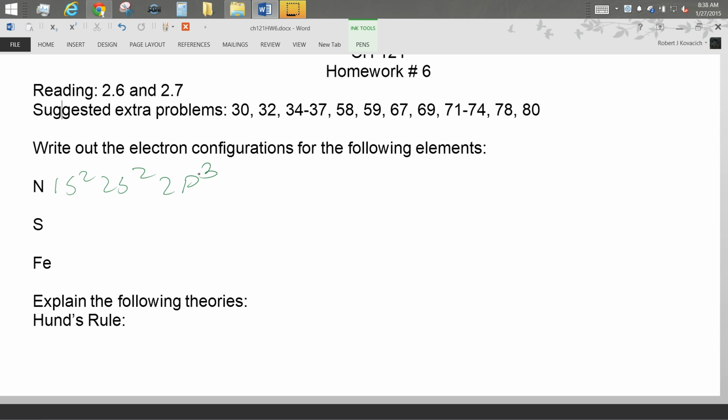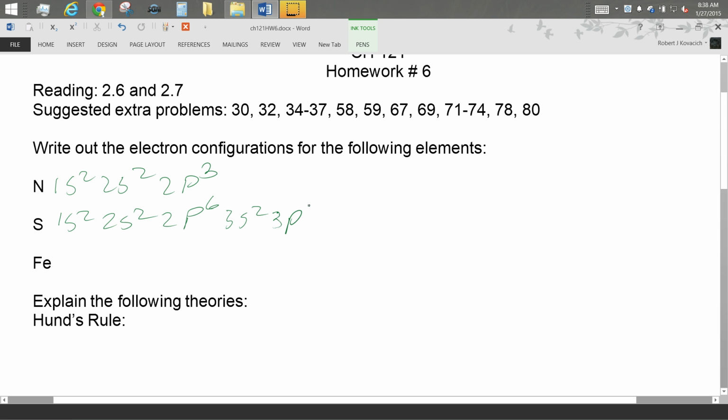What's going to be the same about the sulfur's electron configuration? Everything you've written above. Close. 1s2, 2s2, 2p, all that's the same. And then 6 here, and then what? 3p4? 1, 2, 3, 4. Yeah, 3p4. Oops, I didn't write 3. There we go. And what's going to be the same about the iron?